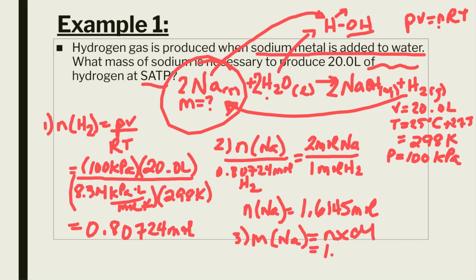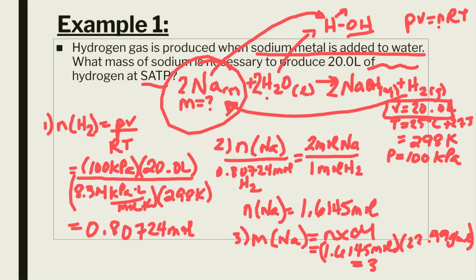So we've got 1.6145 mole. We multiply by the molar mass of sodium, which is 22.99 grams per mole. And then we get a final mass here, rounded to 3 sig figs because of that volume, of 37.1 grams.